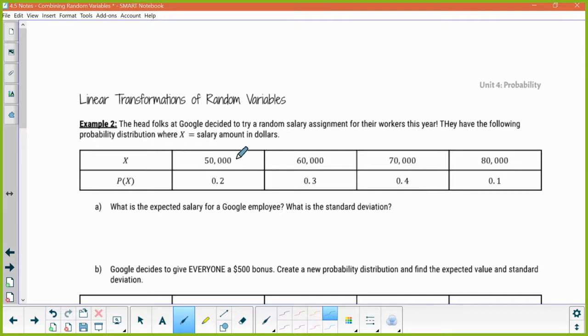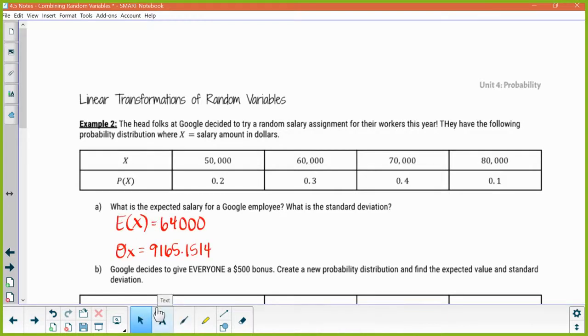So again, I'm putting all of this data into L1, all of the probabilities into L2, running one-var stats, and that's going to give me $64,000 and approximately $9,165 just as our baseline.